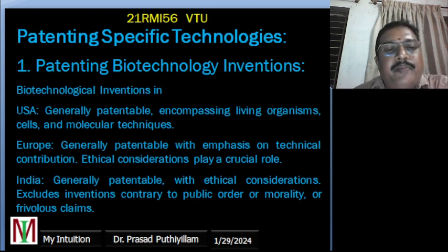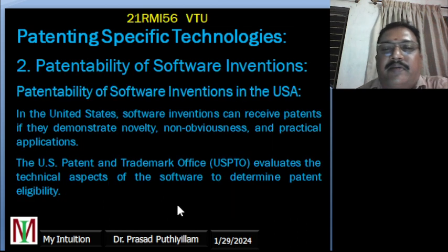In India, biotechnological inventions are patentable, but with ethical considerations, and India excludes inventions contrary to public order or morality. India will not allow such inventions to be published or declared patents. Even frivolous claims, people will laugh at that. India will not consider such things. So that is just one example for biotechnology inventions.